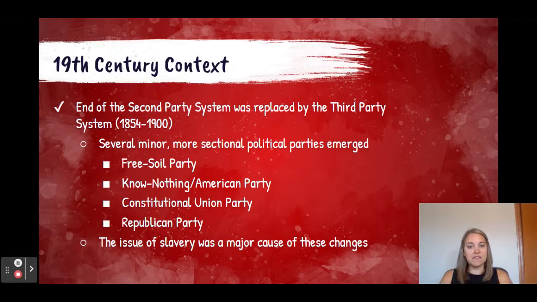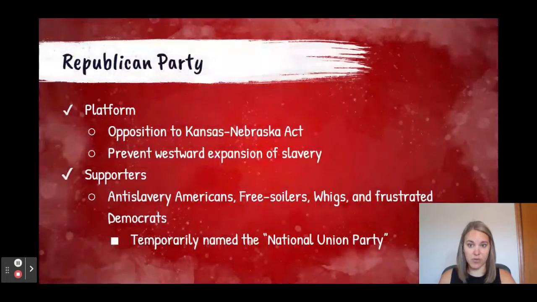What we see happening is the end of the second party system being replaced by the third party system. So the second party system existed in the mid 1800s, and it was when the Democrats and the Whigs vied for control in the country. So what we see happening is a third party system existing from 1854 to 1900, in which we see several minor, more sectional parties emerging, such as the Free Soil Party, focused on ending the expansion of slavery, the Know Nothing or American Party, which was a nativist party, the Constitutional Union Party, and the Republican Party. Now, the issue of slavery is going to be the major cause of these changes to our political system.